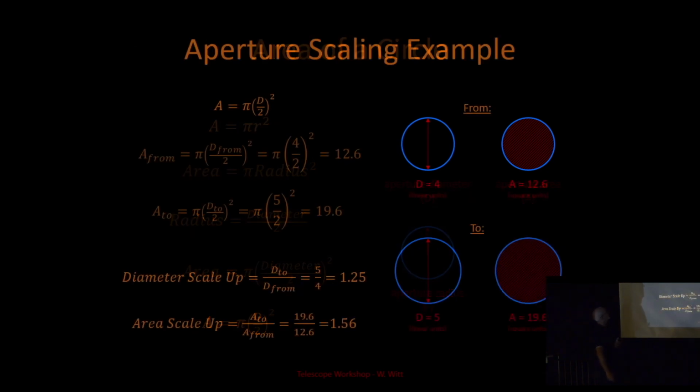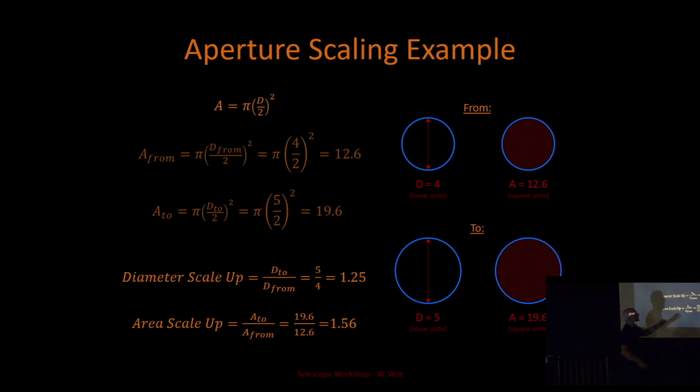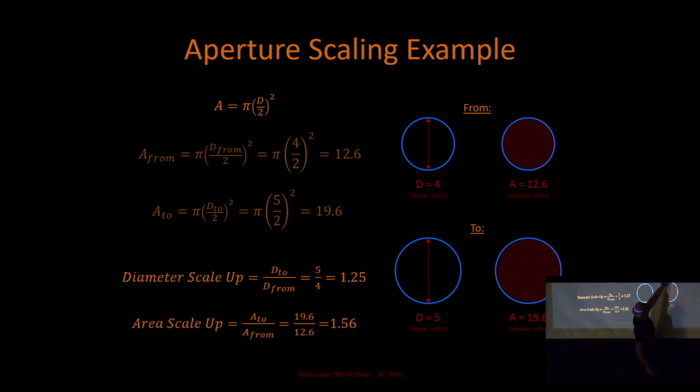If we put that into an example, here's a diameter of 4 units, could be 4 inches, and here's an aperture diameter of 5 units, or 5 inches. So the area for this is 12.6 inches squared, and down here would be 19.6 inches squared. That means while the diameter, from 4 to 5, went up by a factor of 1.25, the area actually went up by a factor of 1.56, from 12.6 to 19.6. Does that make sense?